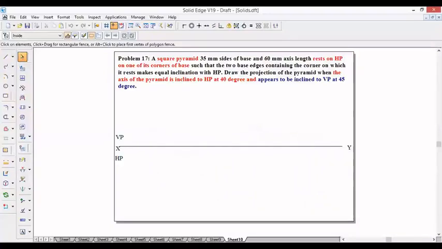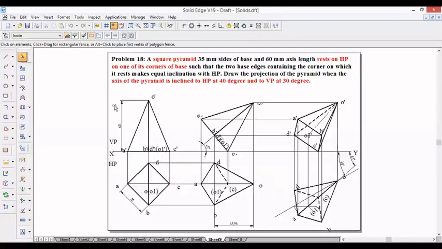Here it's almost similar to problem number 18. All the data are the same, but with minor changes. That is, it also rests on one of its corners of the base. Hence the first position is the same, and the axis is inclined to HP at 40 degree. Hence the second position is also the same, but the axis appears to be inclined to VP at 45 degree. That last sentence is mentioned in blue color. These are the changes we need to make. Appears to be inclined to VP means the apparent angle itself is 45 degree. So we need not construct the locus.